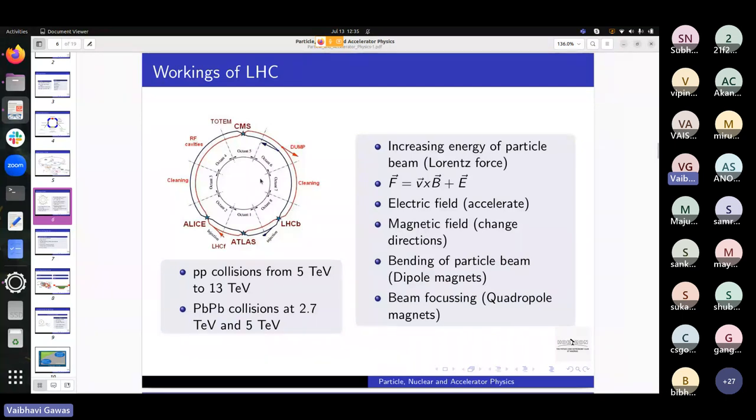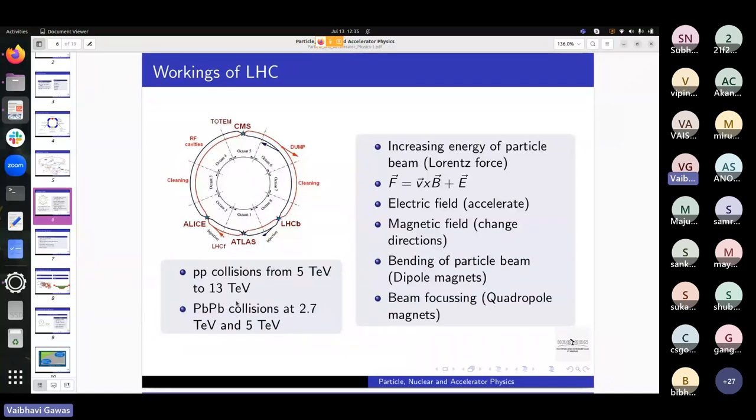Now there are other experiments, where CMS has the TOTEM experiment, which looks into dark matter studies. There is the LHCb forward experiment, which is related to jet physics and the forward physics that arises in these collisions.